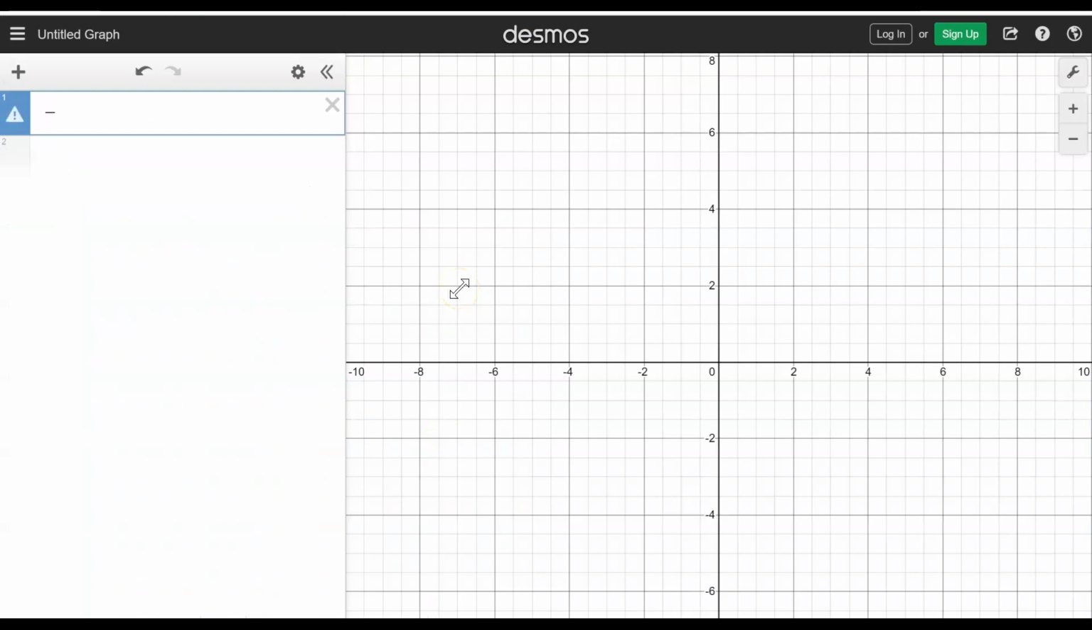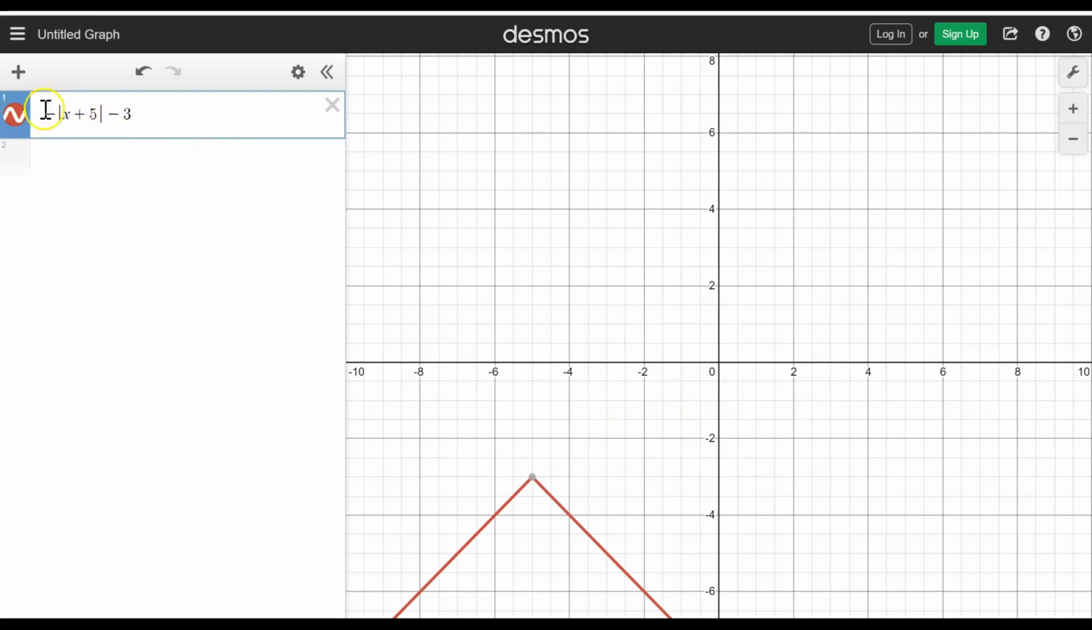So negative. Just by doing the negative, I already know that it has reflected over the x-axis. Okay, negative. Absolute value is a shift below the backspace key. X plus 5. Move the cursor over. Minus 3.